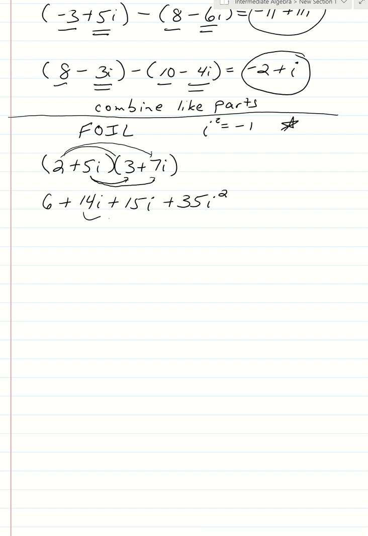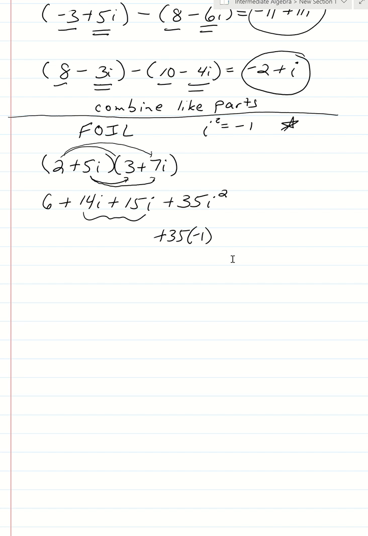Well, we see here in the middle, we have these like terms, so we're going to be able to work with those. But also, we see this i squared, which is being multiplied with the 35. Since i squared equals a -1, this would be the same thing as if we were multiplying the 35 times a -1.